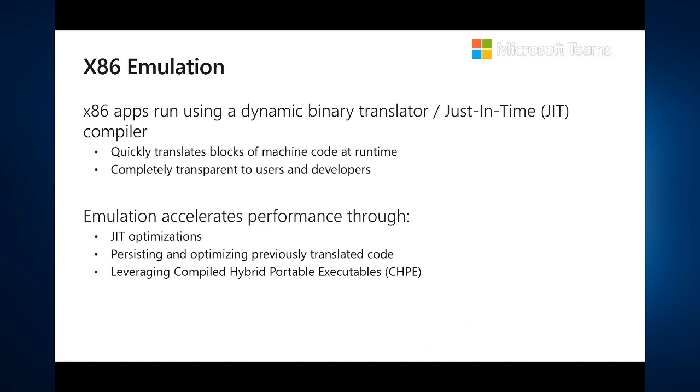So if you think about it, when you have an x86 app running and we're translating those x86 instructions to ARM64, we go ahead and cache that translated instruction in memory and on disk. So the next time you launch an application or the next time you hit the same code path, there is no reason to retranslate that piece of code. It's already been translated. So we read that code directly from memory and disk to speed things up. And to speed things up even further, we built this new technology called CHPE.